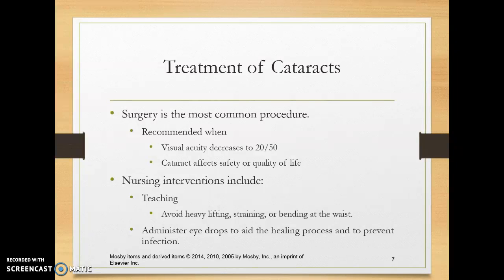So it's recommended when the visual acuity decreases to 20/50. So 20/20 is your normal. So this would be 20/50, and it affects safety for the patient and quality of life. So we want to teach for the patient to avoid heavy lifting, straining, or bending at the waist because of the pressure that it would put on there. And we are also going to give eye drops for this, for the healing, and also to prevent infection after surgical intervention.